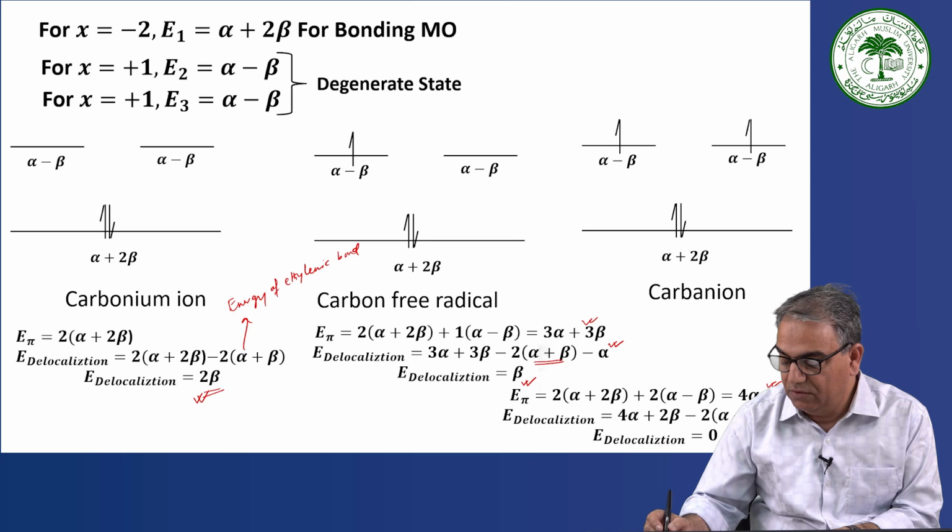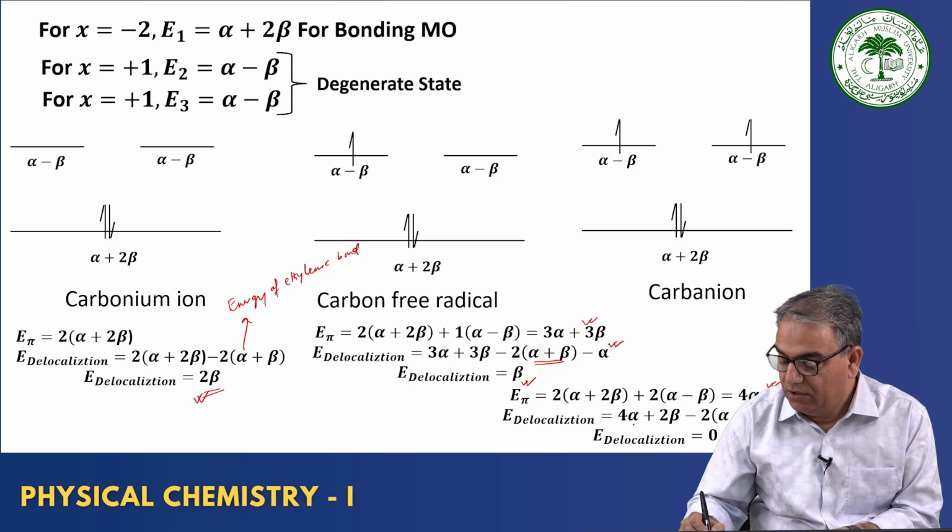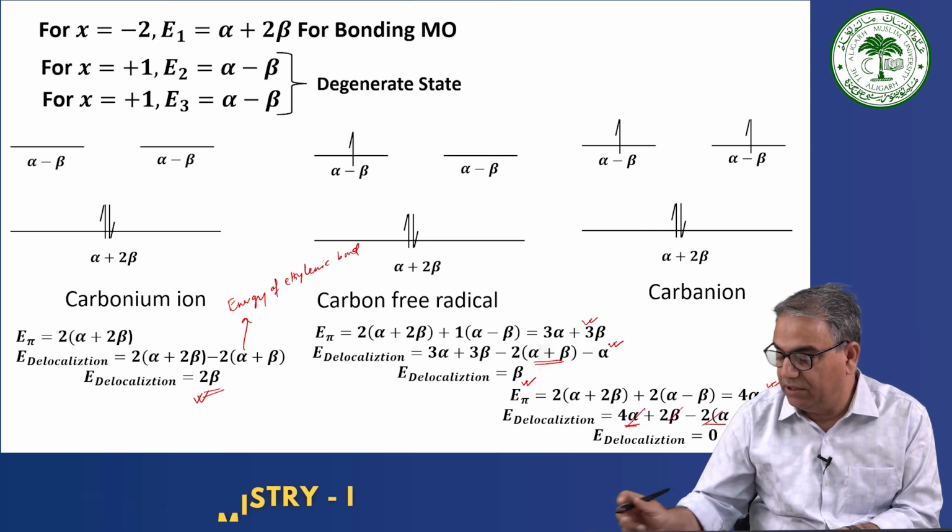No, it will be 2 into alpha plus beta. This is missing something: minus 2 electrons here and 2 electrons here, so it will be 4 alpha and 4 beta. No, it's 4 alpha plus 2 beta minus 4 alpha minus 2 alpha, so this will go, and this also will go, 2 beta and 2 beta. So it's zero energy.